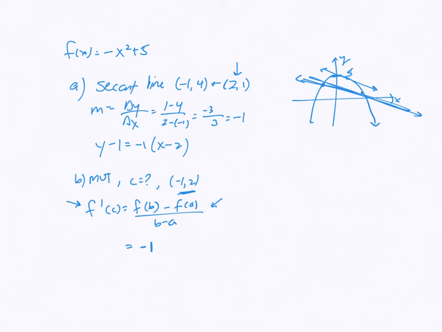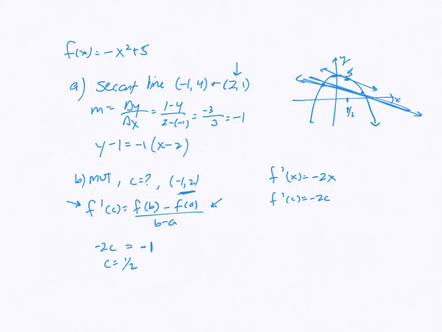And the derivative, if f prime of x is negative 2x, then f prime of c is negative 2c. So that means that at x equals 1/2, we have a tangent line that's parallel to our secant line.